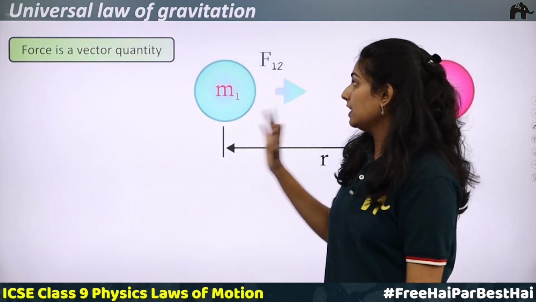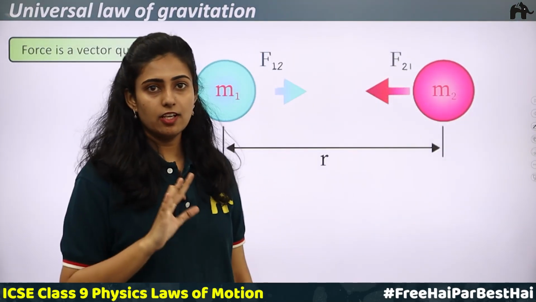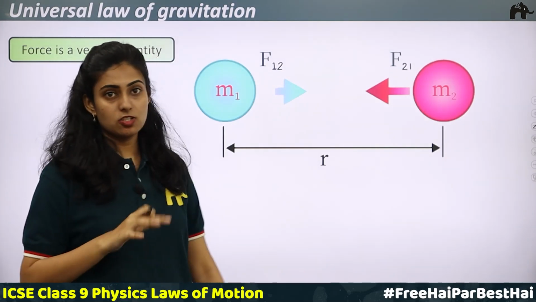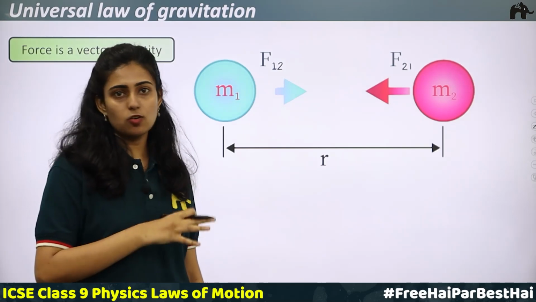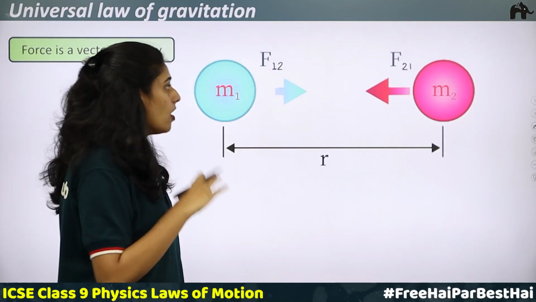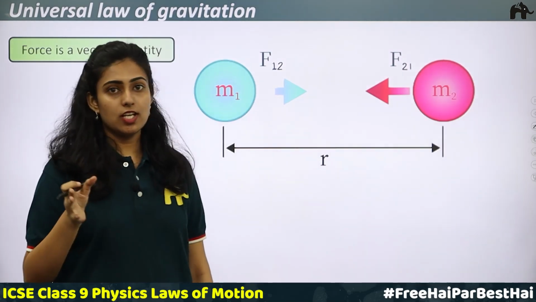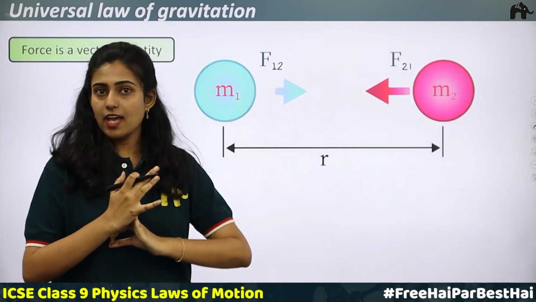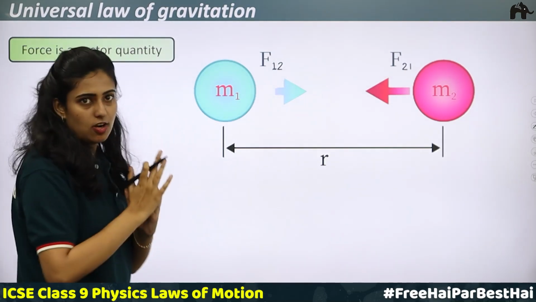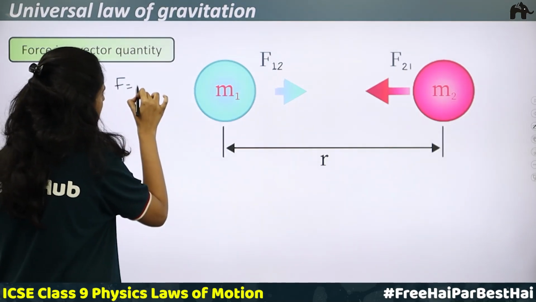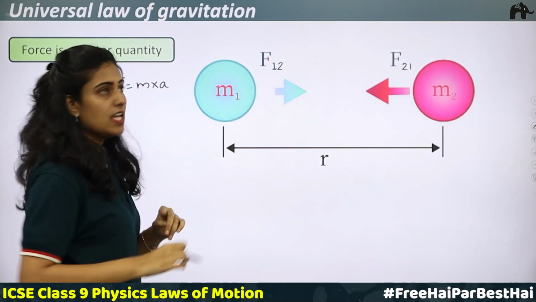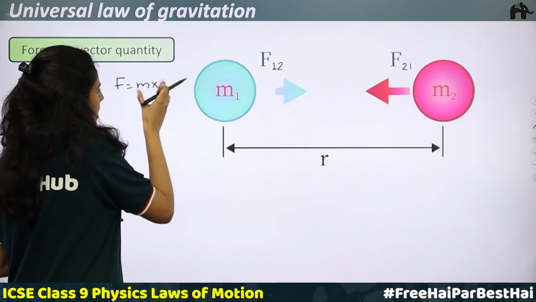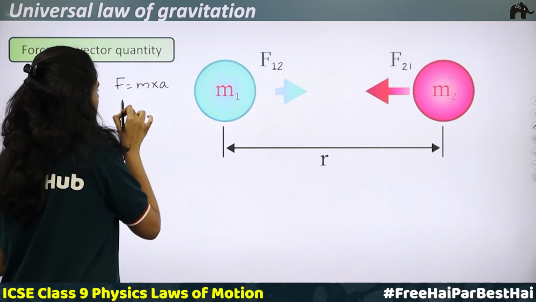Clear? We should know one thing, force is a vector quantity. What is a vector quantity? We have studied scalar and vector quantities. Quantities which have only magnitude are called scalar quantities, for example, mass. The quantities which have both magnitude and direction are called vector quantities, for example, displacement, velocity, acceleration. We know force is a vector quantity. Why? Because force is mass into acceleration. Acceleration is a vector quantity and mass is a scalar quantity. So scalar into vector gives a vector. Therefore, force is a vector quantity.